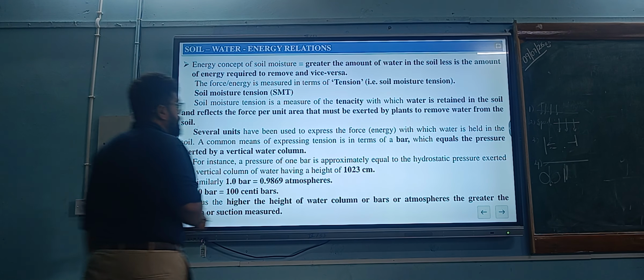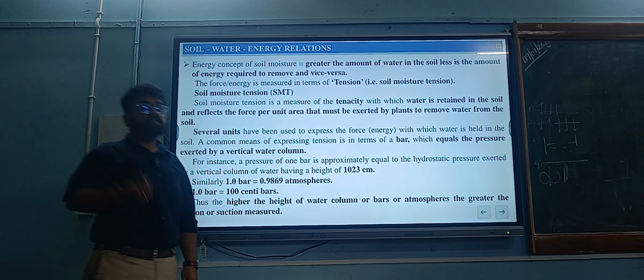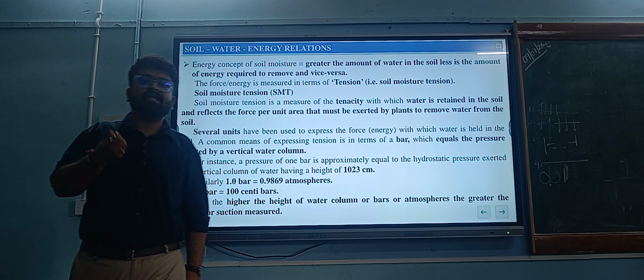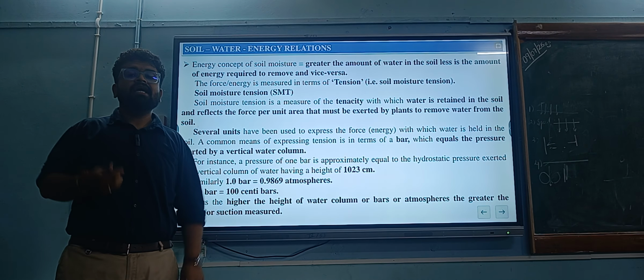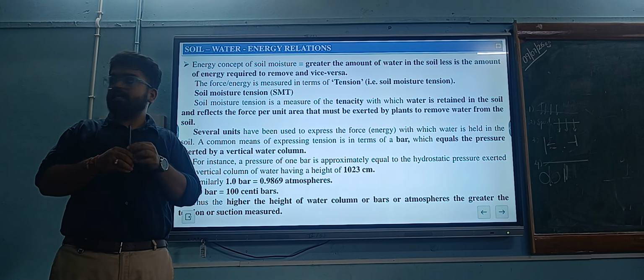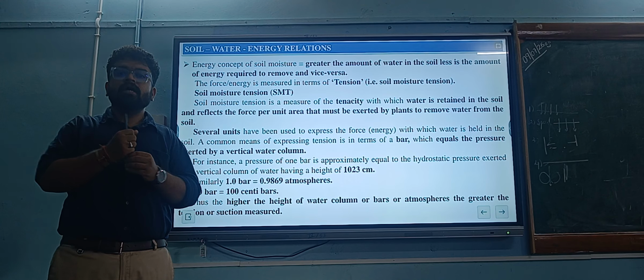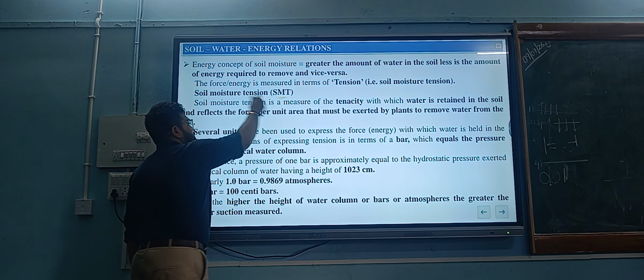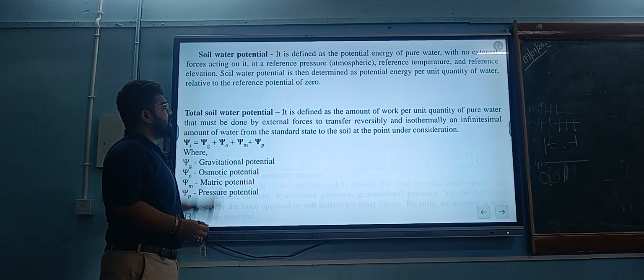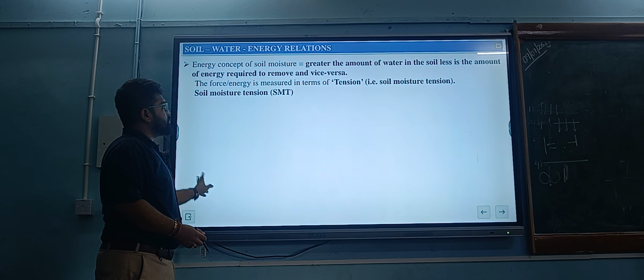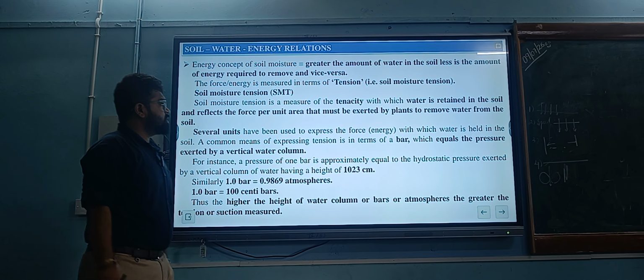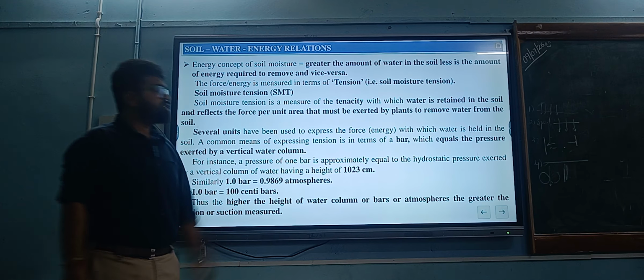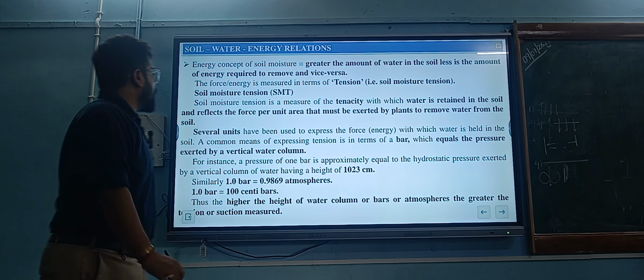And that is determined by a tension, a term called soil moisture tension. What is soil moisture tension? The tenacity with which water is held in the soil particles is called soil moisture tension, generally given as SMT. Soil moisture tension is a measure of the tenacity with which water is retained in the soil.